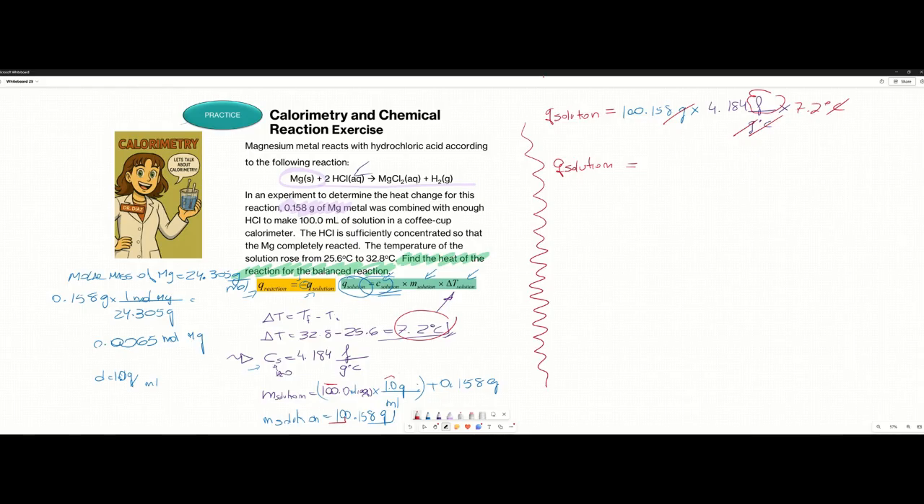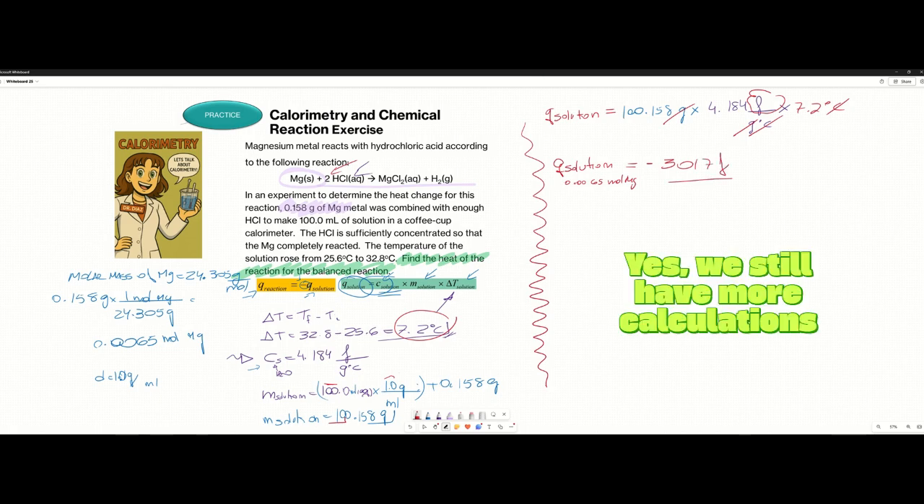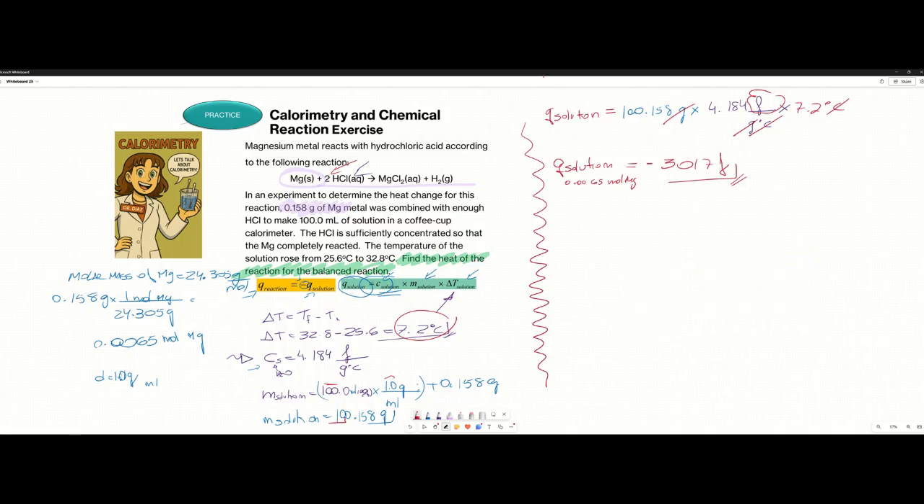So remember, this is the heat for the solution with 0.0065 moles of magnesium, not for the balanced reaction. Okay, so I'm gonna have here negative 3017 joules. Okay, so we need to calculate the heat for the balanced reaction, right?